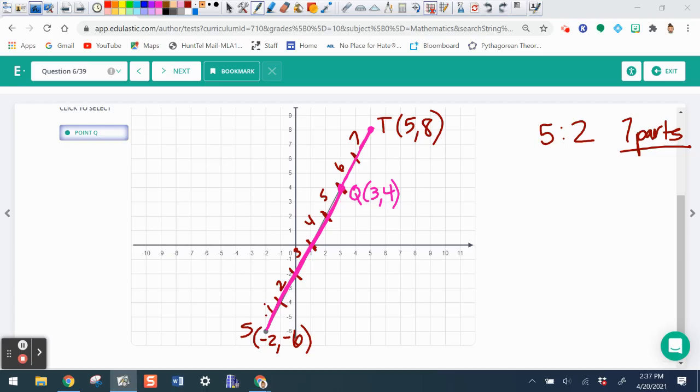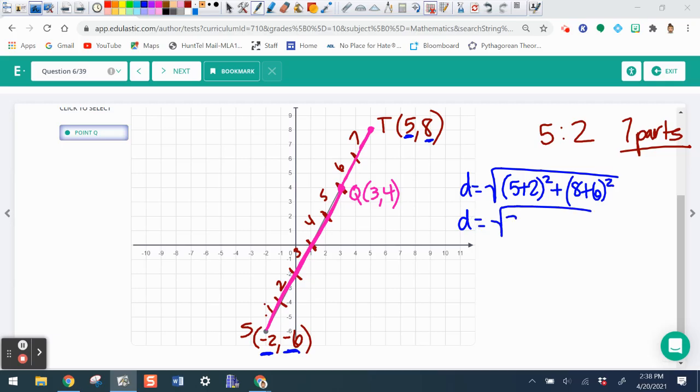So we're going to find the distance between S and T. So the distance from our x's, 5 minus -2, is 5 plus 2, squared, plus 8 minus -6, which is 8 plus 6, squared. We'll get 7 squared and 14 squared. Square each of those and get 49, and I believe 14 squared is 196. Add those together, and we get the square root of 245.